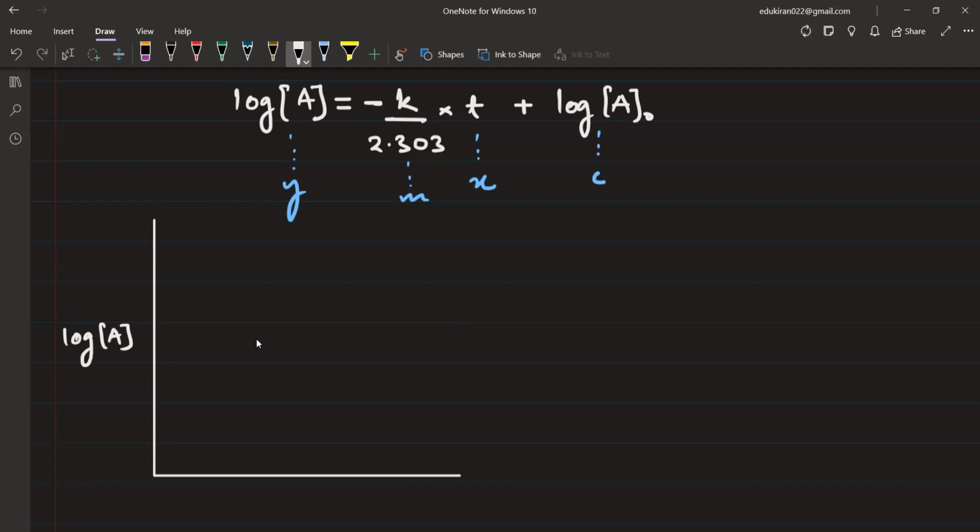Log of a, and here we are having time, and the plot goes something like this. It's very similar. What is the m here? The slope: minus k upon 2.303. Okay, and this part here, what is it? It is log of a naught.